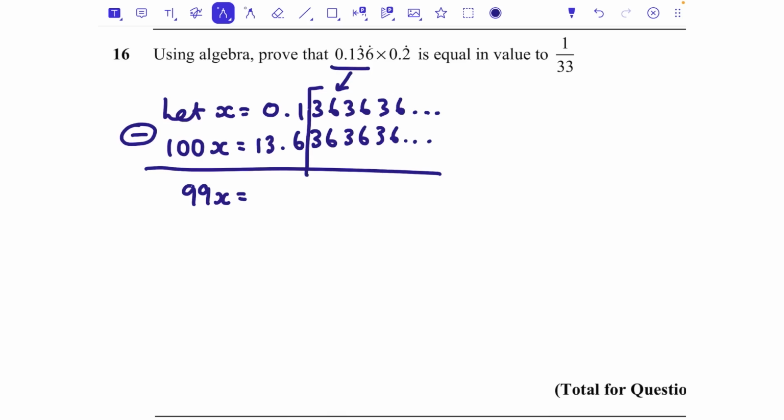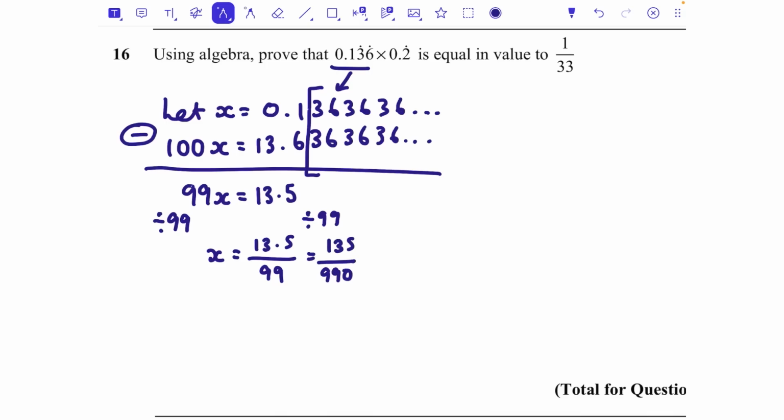Everything after this 3 would cancel. 3 take 3, 6 take 3, 3 take 3, and that's why we've lined them up, so that that would happen. And now I'm doing 13.6, take away 0.1, which is 13.5. Dividing both sides by 99, I've got x equals 13.5 over 99, which is 135 over 990. I've times the top by 10 and the bottom by 10 to get rid of that decimal point.